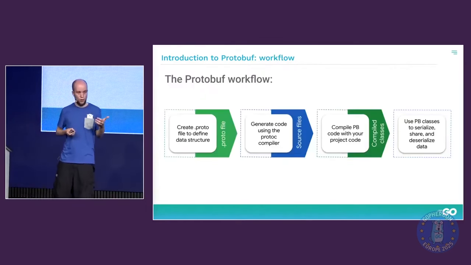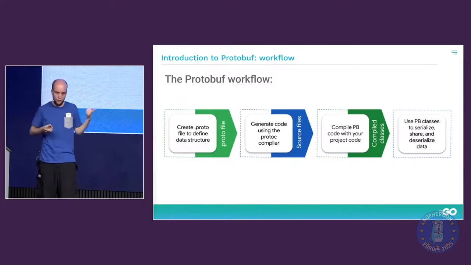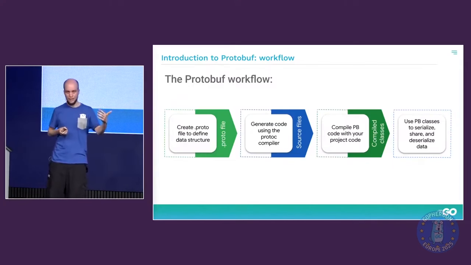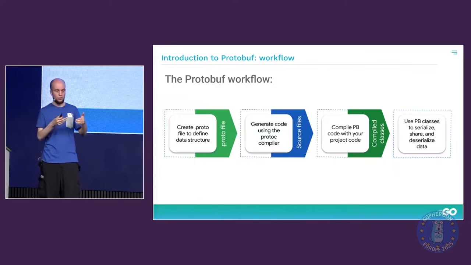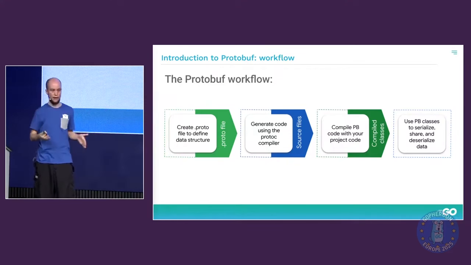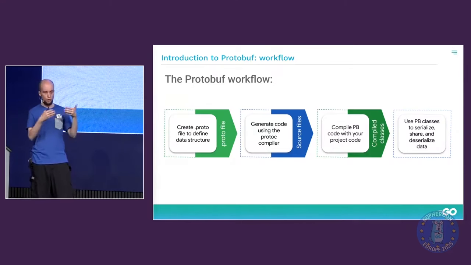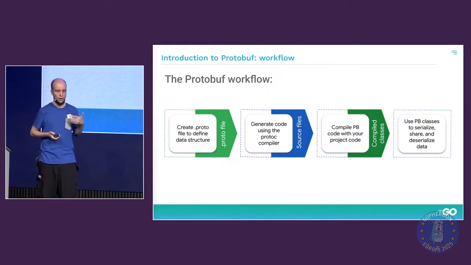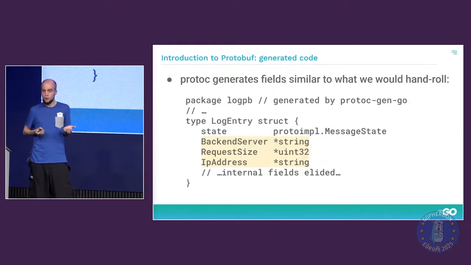All right. So the Protobuf workflow is as follows. The first step is you create a .proto file. This is what we just had on the slide. The next step would be you call protoc, the Protobuf compiler, in order to generate code in the language that you want to work in from that .proto file. But the .proto file would be the same across languages. And then once you have that code generated, you would include it in your project. And from there on out, you can use Protobuf's encode and decode functions and so on to serialize, share, and deserialize your data.